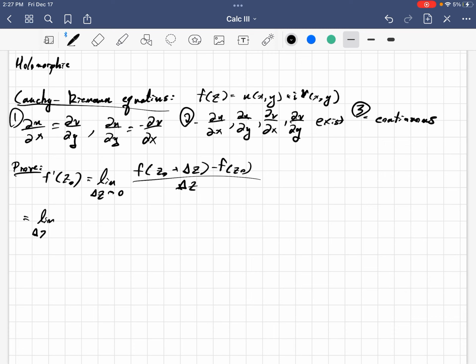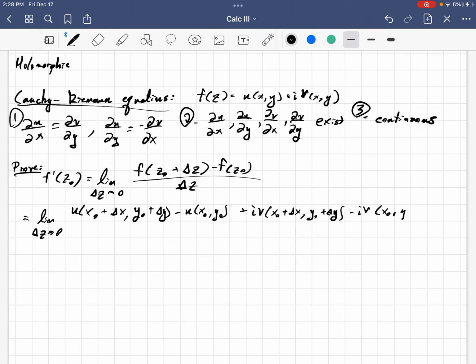So it's the limit as delta z approaches 0 of u of x naught plus delta x, comma, y naught plus delta y, plus i v of x naught plus delta x, comma, y naught plus delta y, minus u of x naught comma y naught minus i v of x naught comma y naught, all over delta x plus i delta y.